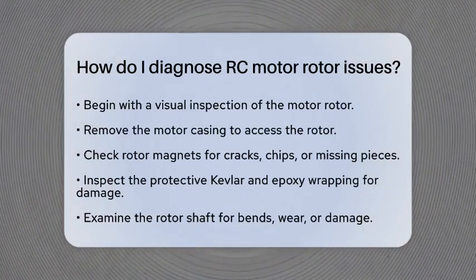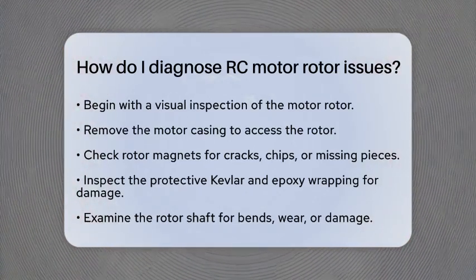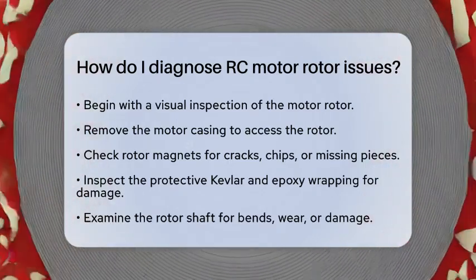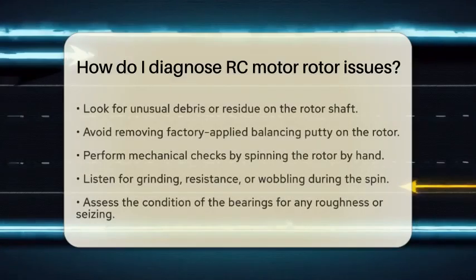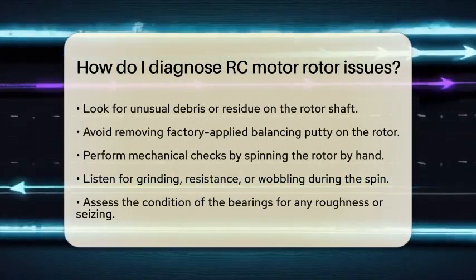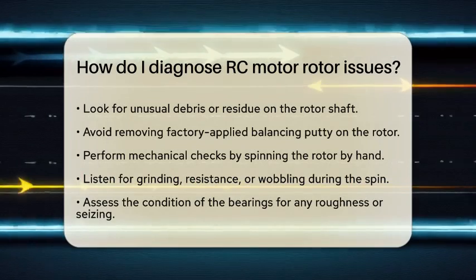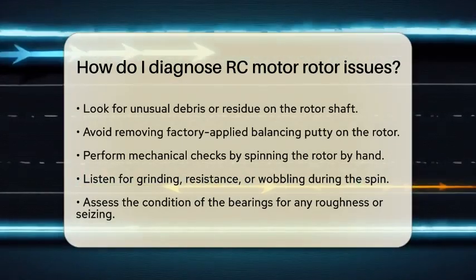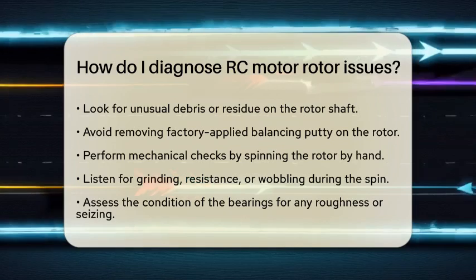Next, inspect the rotor shaft. Look for bends, wear, or damage where it contacts the bearings. A seized bearing can cause shaft damage since the shaft spins instead of the bearing. Also, check for any unusual debris or residue. Be careful not to remove factory-applied balancing putty on the rotor, as this is important for smooth operation.